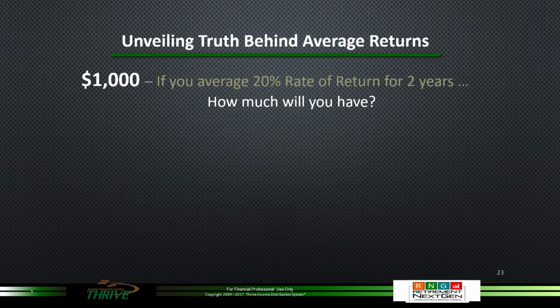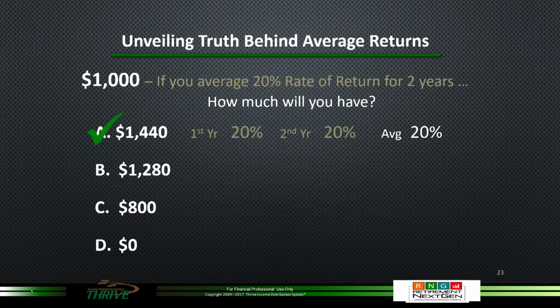So just to round out the understanding, the average returns don't matter, so we're going to unveil the truth behind average returns. Imagine for a minute I had $1,000 and I averaged 20% for 2 years. At the end of 2 years, the question is, how much would I have? Let me pause while you think about that for just a moment. Well, let's do the math together. If I did 20% on 1,000 for the first year, that's 200, so that'd be 1,200. Now I have $1,200. If it grows 20%, that's going to give me $240. Now I'm going to have $1,440.